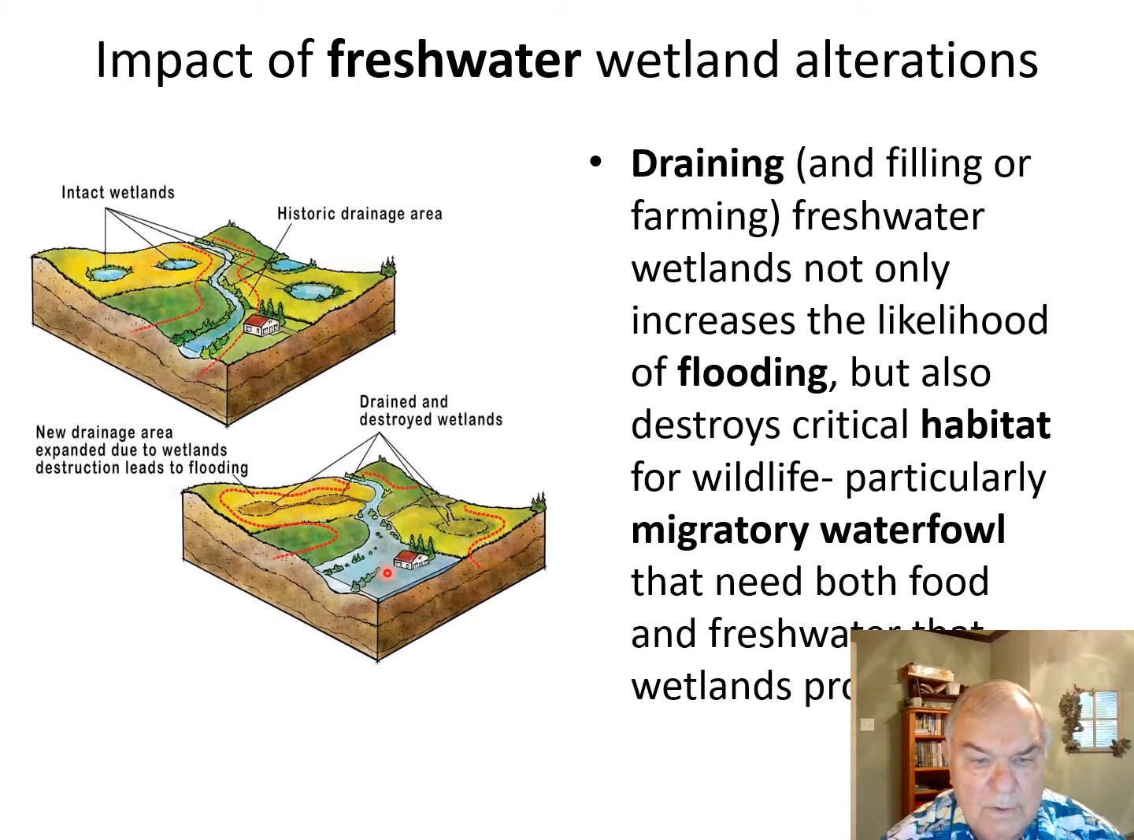One of the other negative aspects of this is that these, what's pretty much referred to as prairie pothole wetland areas, upland wetland areas, are critical for migratory waterfowl to supply both water and food on their migrations.